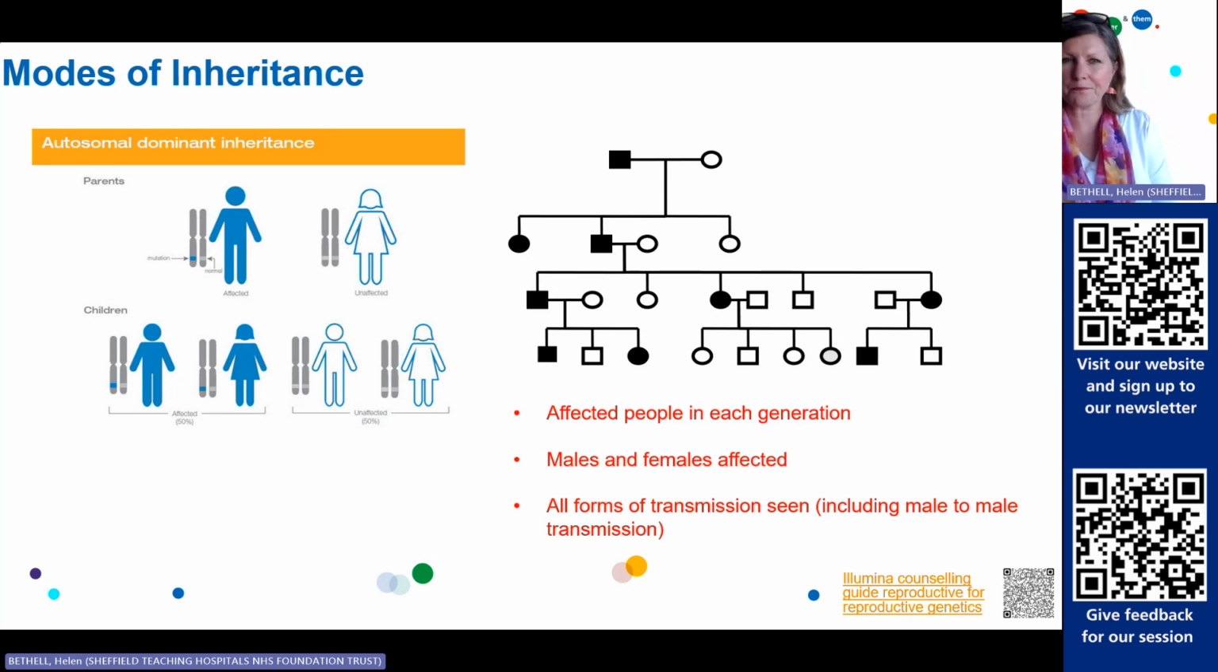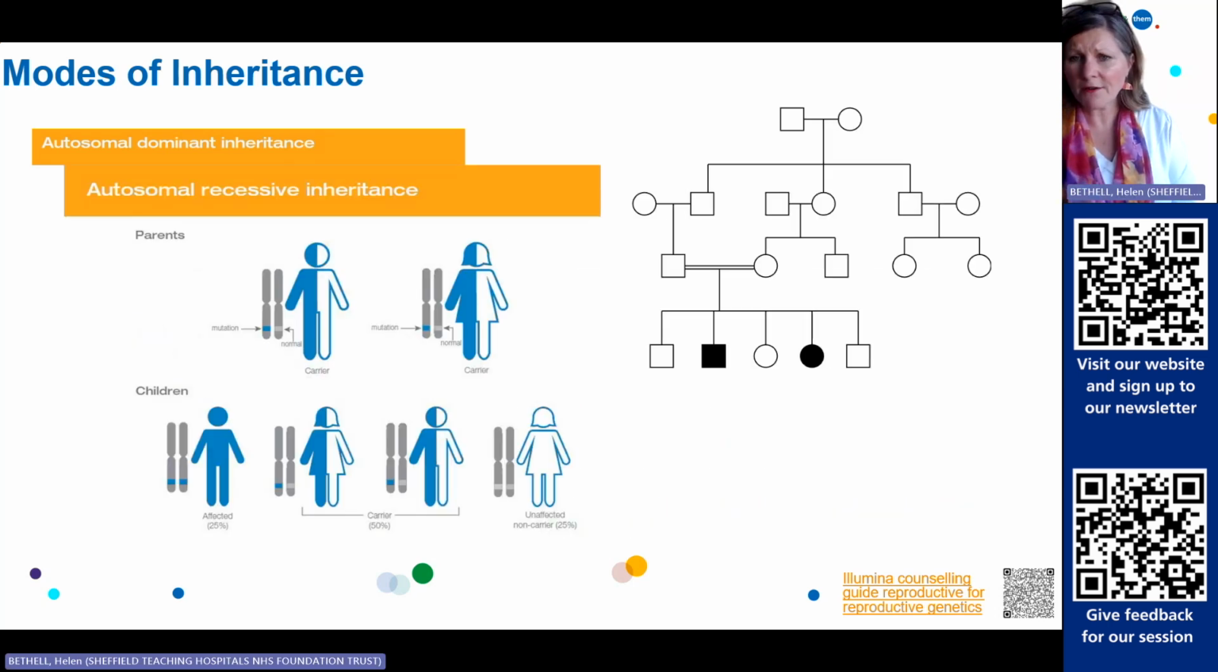For recessive inheritance, this time inheriting one copy of the variant doesn't necessarily mean that that person is at risk of developing the condition. That's because the second copy, the second normal copy without the variant, is sufficient to be able to compensate for the lack of the non-working copy.